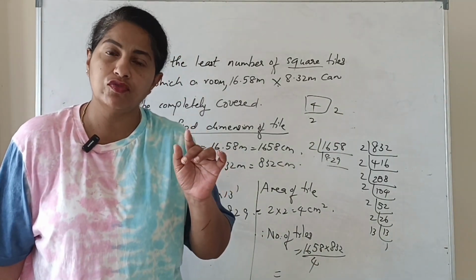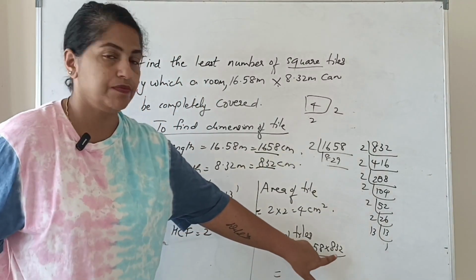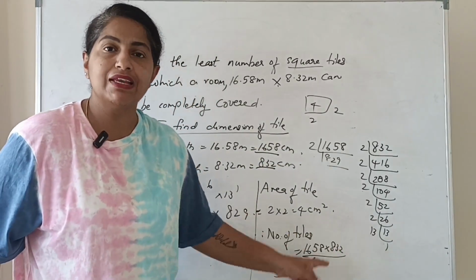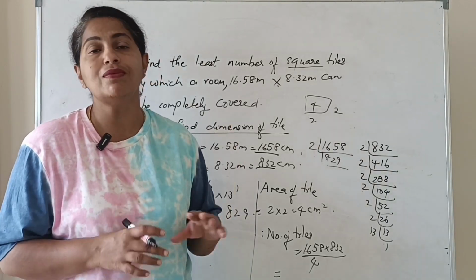Now what is the area of the room in centimeters square? This number into this number. So finally, when you are calculating this, you will get the number of tiles that is required to cover the room completely.